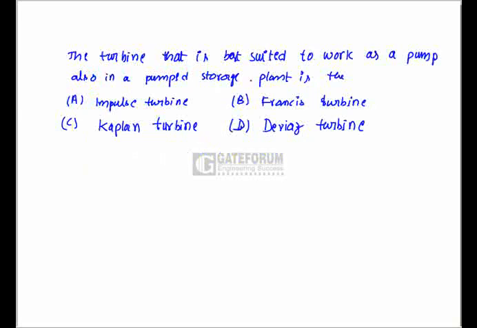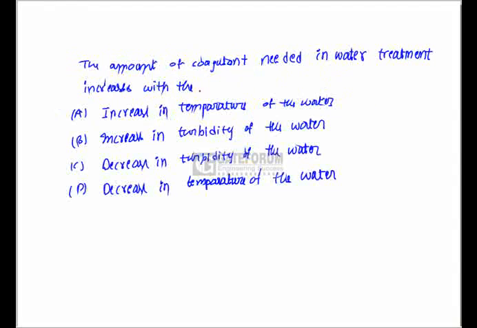The turbine that is best suited to work as a pump also in a pumped storage plant is the Deriaz turbine. Option D is correct. The amount of coagulant needed in the water treatment plant is directly related to the turbidity that is present in the water. As the turbidity of water increases, the amount of coagulant needed is going to increase. So option B is correct.